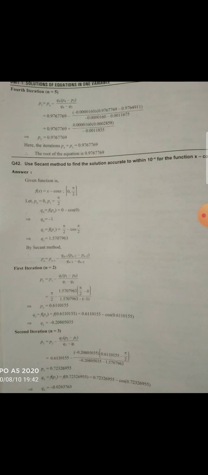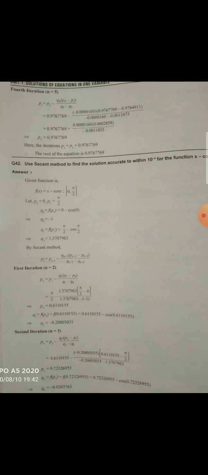q1 is equal to f of p1 is equal to 5 by 2 minus cos 5 by 2, which is 5 by 2 minus 0, equal to 5 by 2. Therefore q1 is equal to 1.5707963. By secant method, Pn is equal to Pn minus 1 minus Qn minus 1 into Pn minus 1 minus Pn minus 2 by Qn minus 1 minus Qn minus 2.